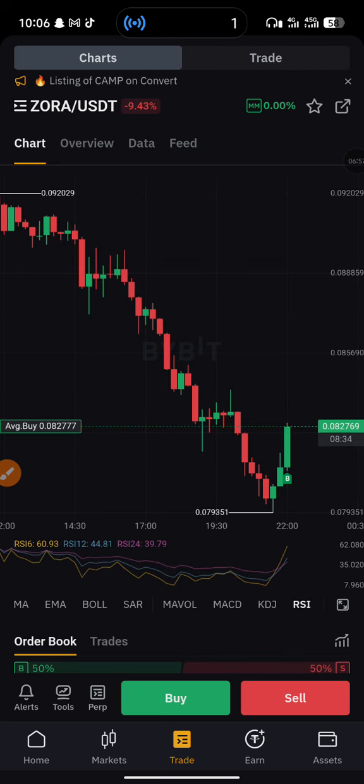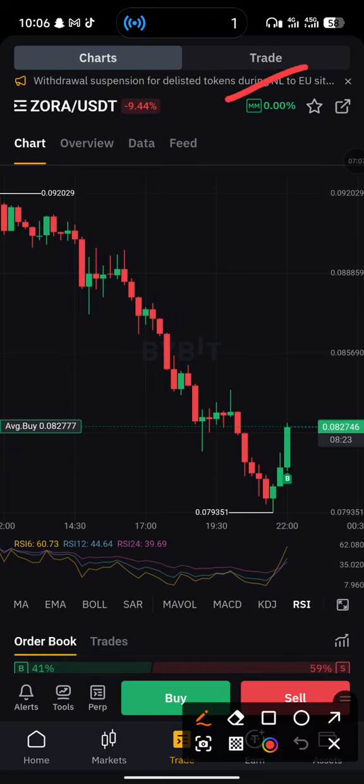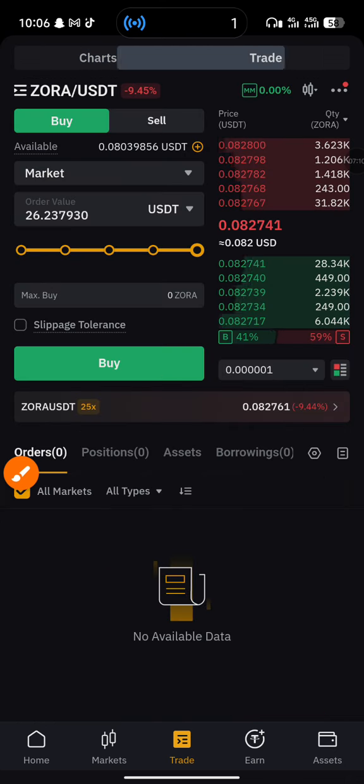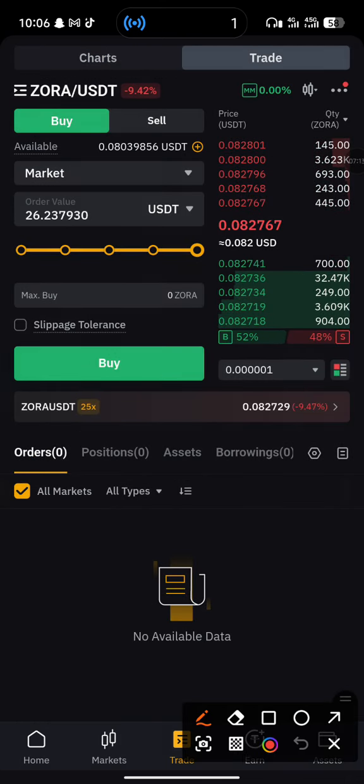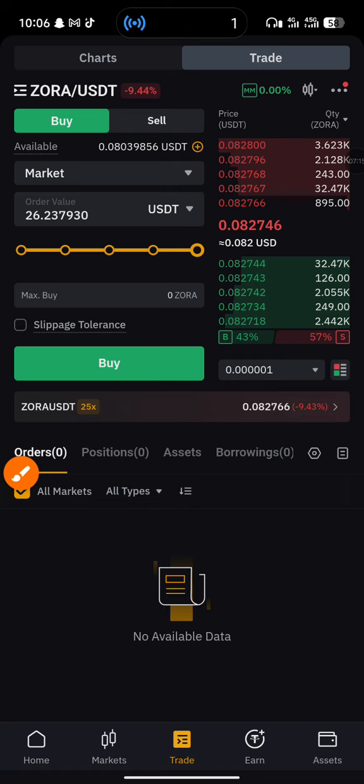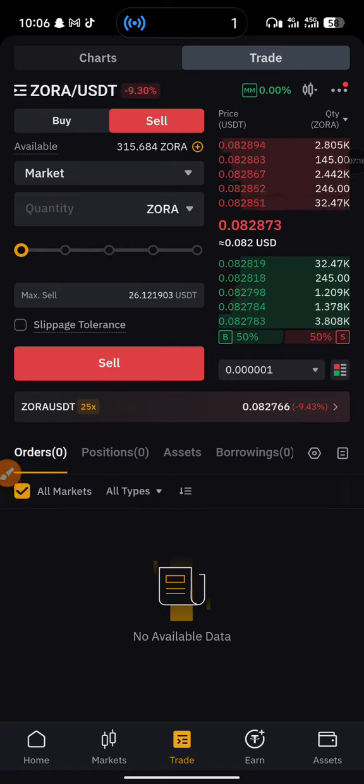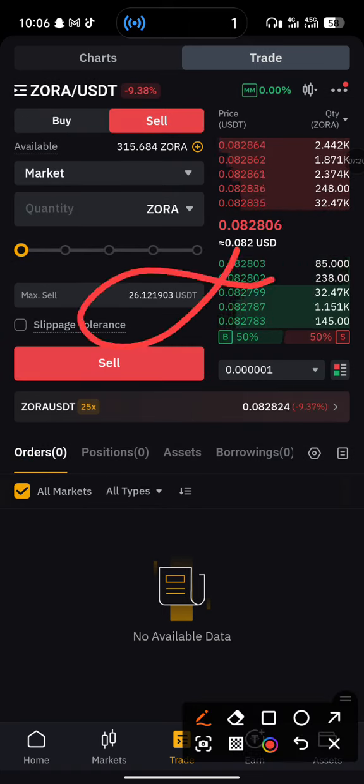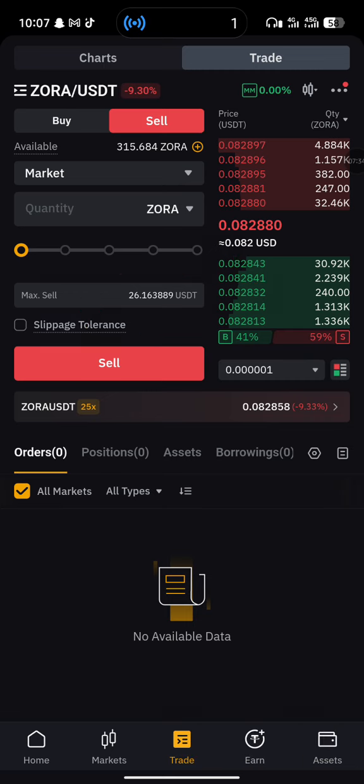By the way, you can see that we just dove into the trade with 26 USDT. If you click on this place, it will take you to the trade. Now you are here in the trade. You come to this place and click on sell in order to see your progress. If you click on sell, you can see this is the total amount of USDT we used in purchasing this particular coin.